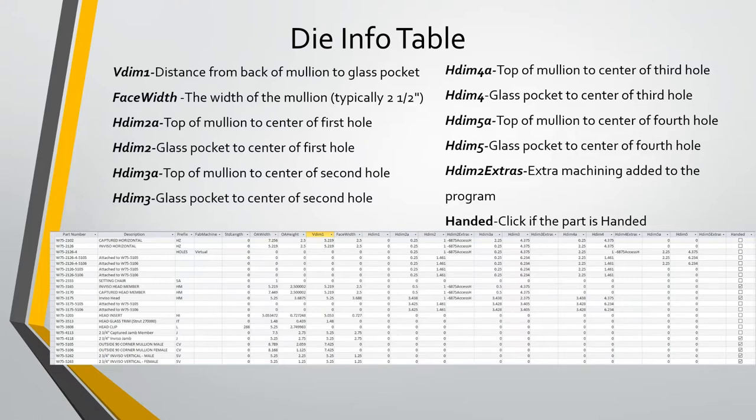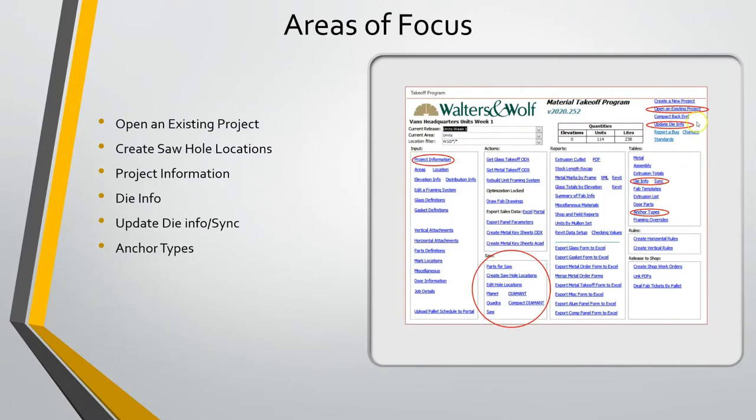Now, if you see the die info table blank for a part, it means that the information is not in the server, or the information was not in the server when the Takeoff Program was created. Therefore, you must now click on the Update Data Info button and then Sync. That's how you will get the information from the portal to the Data Info table. If that doesn't bring the information in, please contact Tony. The Update Data Info button is located here, and the Sync button is down here.